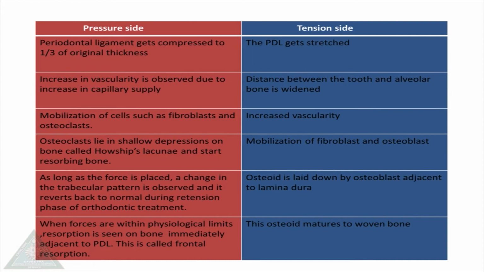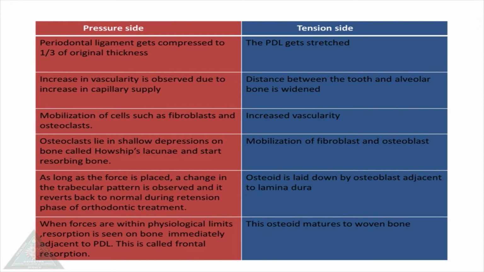As long as a force is placed, a change in trabecular pattern is observed and it reverts back to normal during the retention phase of orthodontic treatment. When the forces are within physiological limits, resorption is seen on bone immediately adjacent to the periodontal ligament. This is called frontal resorption.